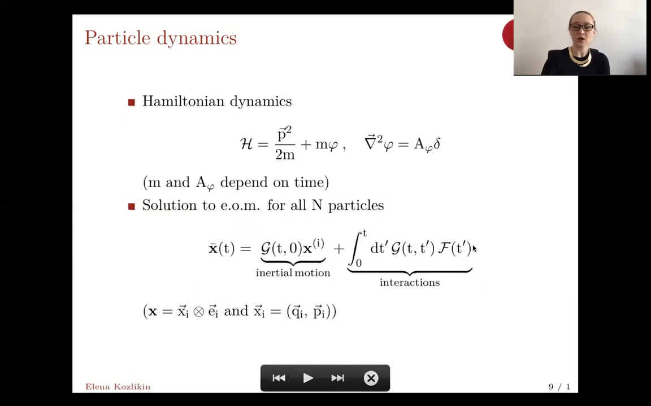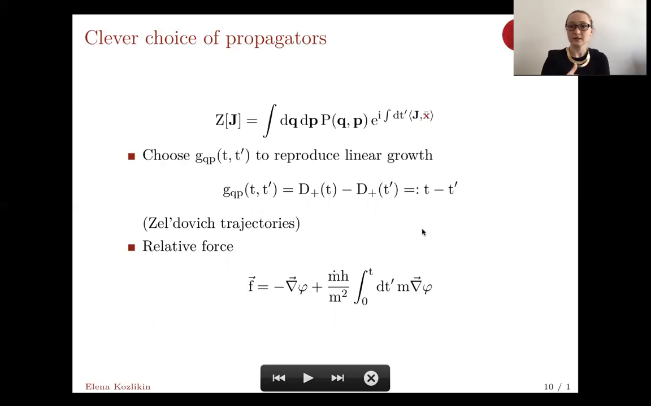A clever choice of the addition. Since we're dealing with an ensemble of n particles, we have this shorthand notation where we just bundle the trajectories of all particles into the tensorial x bar, where again we have the inertial motion and the interactions here with the force F, which is just a notation. As I said, you will have to somehow approximate the interactions later on.